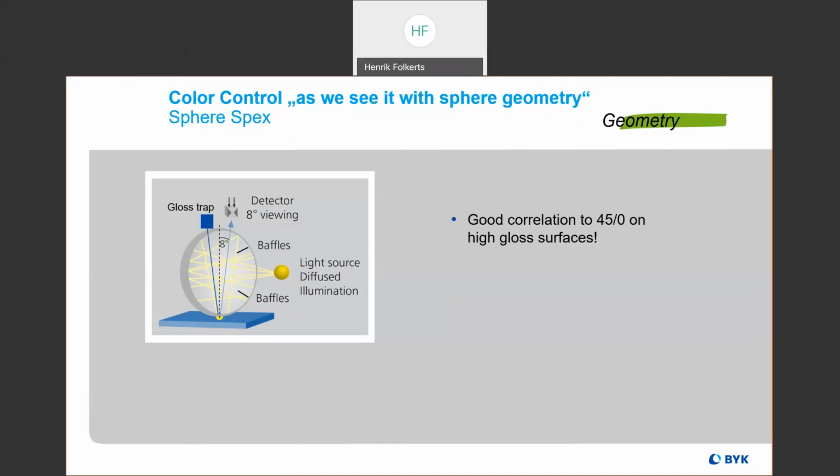And so it was found that the correlation between specs and 45-0 is pretty good on high gloss surfaces, but as the gloss level diminishes, as you get to lower gloss surfaces, the correlation between specs and 45-0 also diminishes.